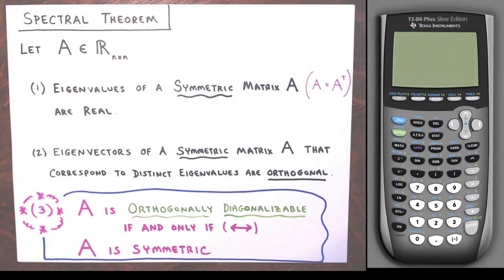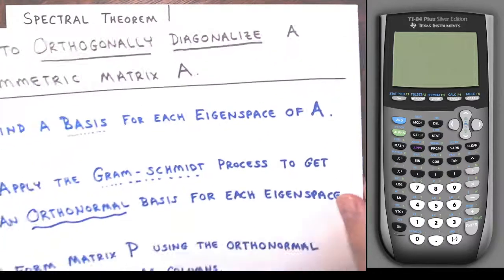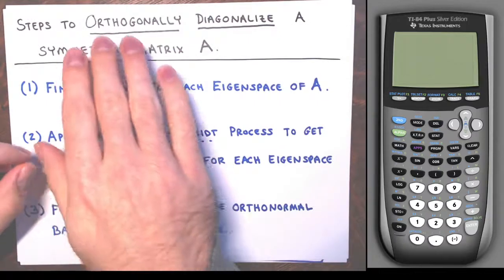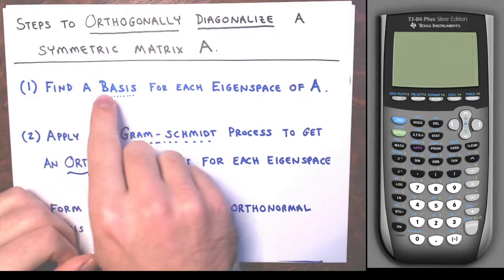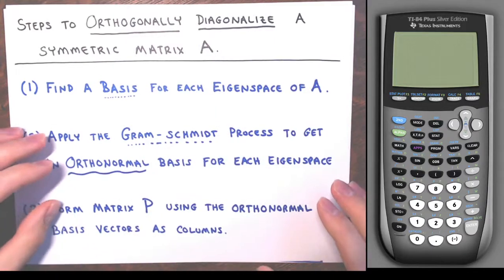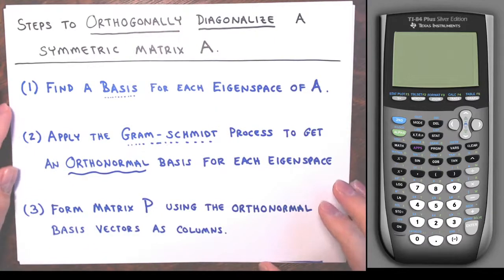Okay. So one more page here before we get into some examples. I'm just going to describe the procedure. How do we find this orthogonal matrix P such that P transpose times A times P equals a diagonal matrix? So here it is. These are the steps to orthogonally diagonalize a symmetric matrix A. Number 1.